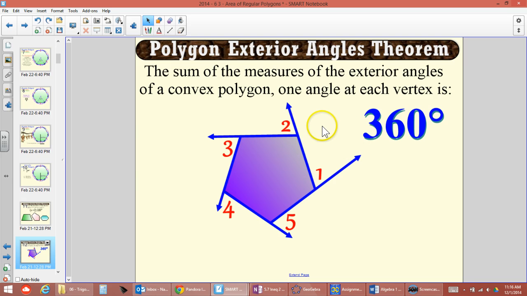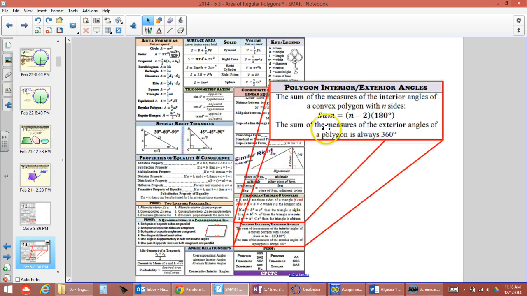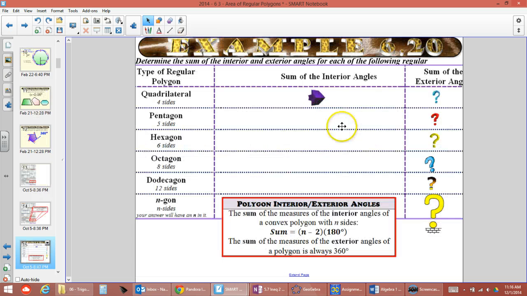Okay, so now instead of the interior, let's look at the exterior. Now we're looking at the exterior angles of a polygon that looks something like this. All of these angles are going to add up to be 360, no matter how many there are. If there was a dodecagon, 12-sided, then either way, all of the angles on the outside would still add up to be 360. Information is located on your cheat sheet right here. The sum of the exterior and the sum of the interior.